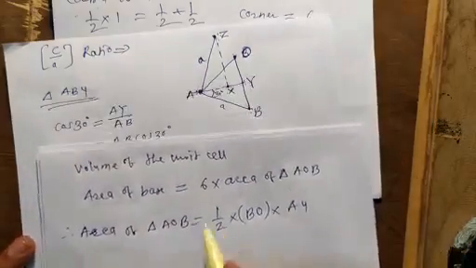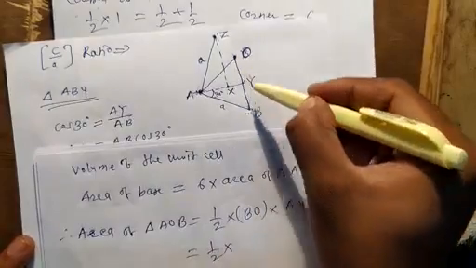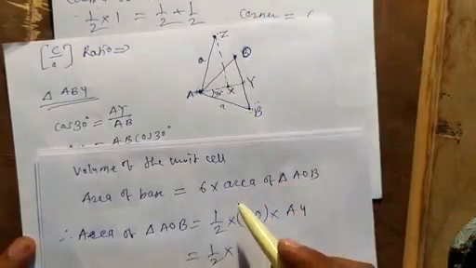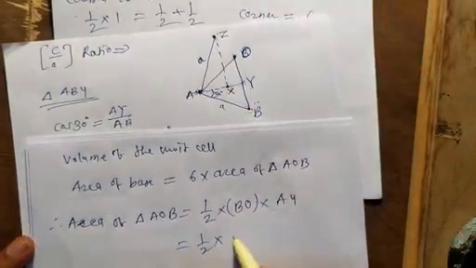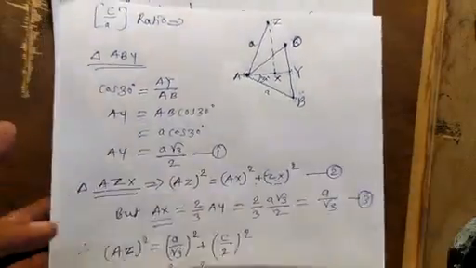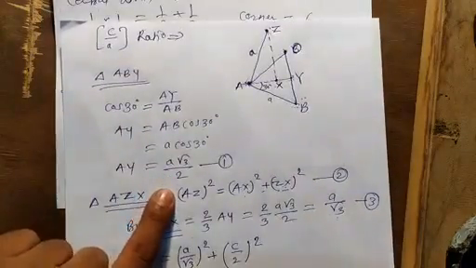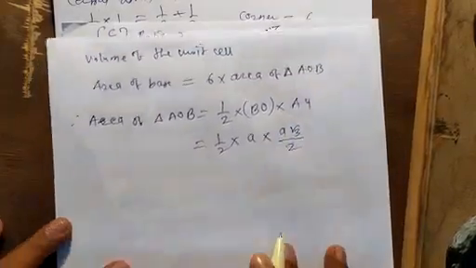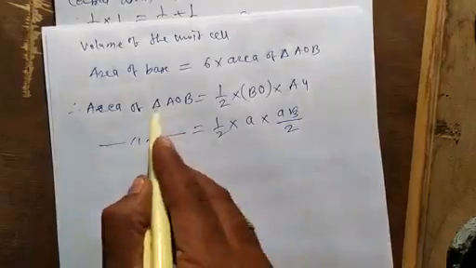Now we have half of BO. What is BO? This is the lattice parameter, because all the atoms are situated at equal distance. Therefore BO equals A into AY. AY we have just calculated here, that is AY equals A root 3 by 2. This is the area of the triangle AOB.